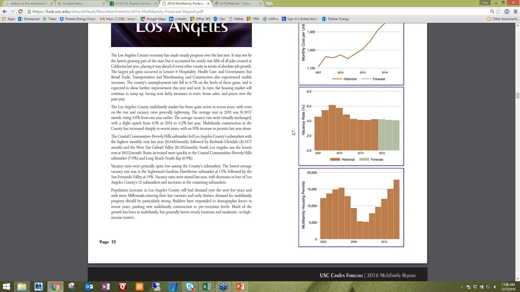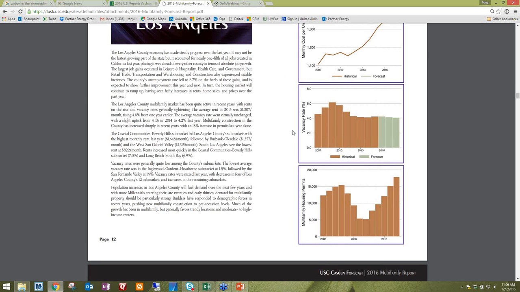So rents are high, permits are high. So it's all expected, right? People are bullish on the market, therefore they want to build because there's high rents, and therefore they're going to apply for permits on this.